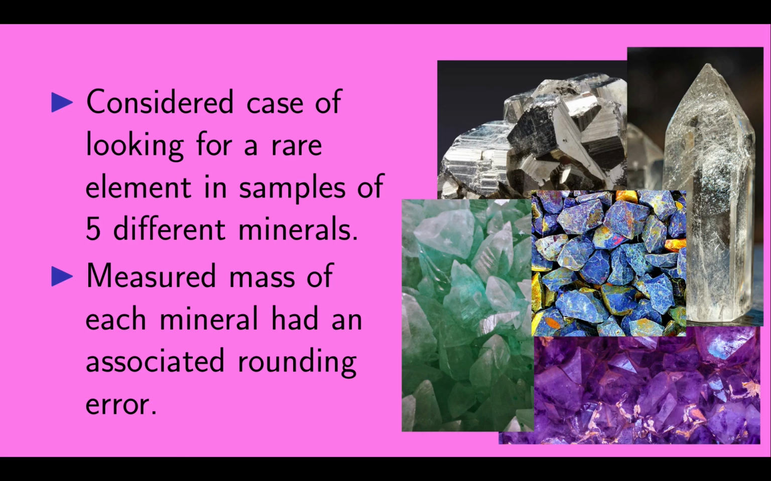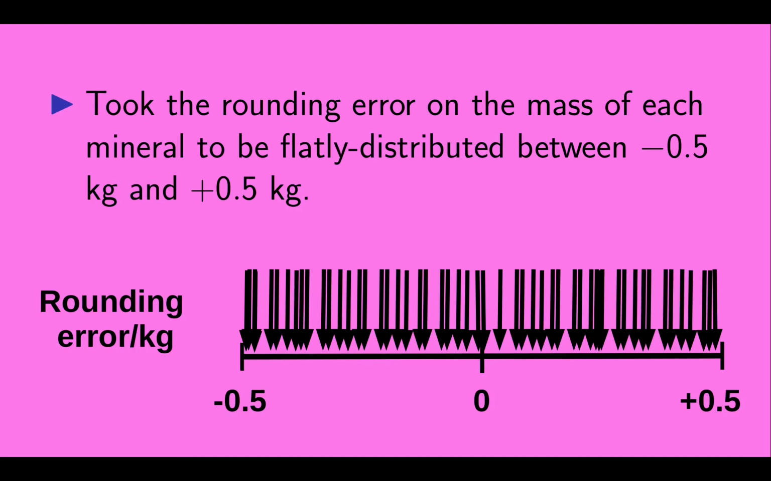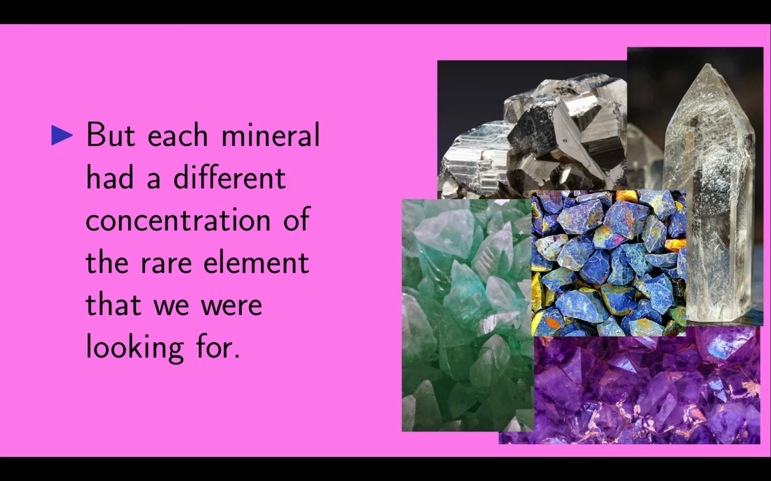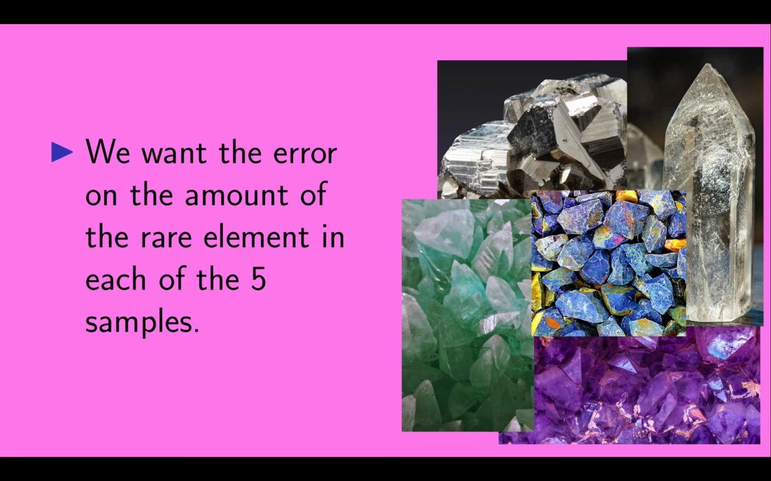We had 5 samples, each of a different mineral, and the measured mass of each of these samples had an associated rounding error. Similar to what we did before, we took the rounding error on the mass of each mineral to be flatly distributed between minus 0.5 kilograms and plus 0.5 kilograms. But this time, each mineral had a different concentration of the rare element that we were looking for. We wanted the error on the amount of the rare element in each of the 5 mineral samples.